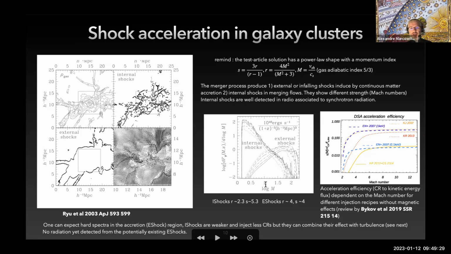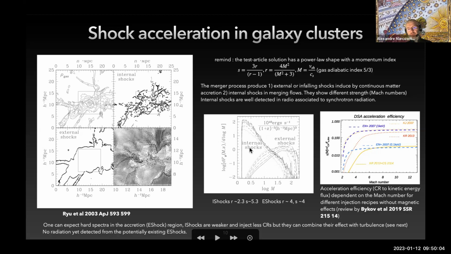So if you look at the distribution of the sonic Mach number of these two types of shock, here I remind you the definition of the sonic Mach number, which is a ratio of the shock speed to the local sound speed. Then you can calculate the compression ratio of the shock from this. If you assume 5/3 for the adiabatic index, you get this solution for the compression ratio, and then this solution for the power-law distribution of the particles, which simply depends on the compression ratio in the test particle limit.